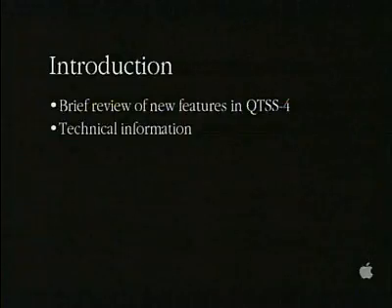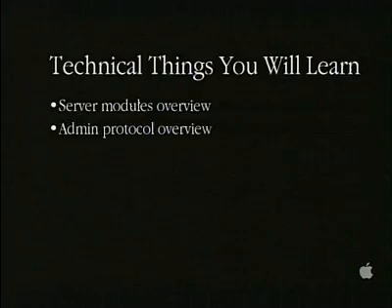So let's talk about what we're going to talk about today. I'm going to briefly go over some of the new features in QTSS 4. And then after that, we're going to have some engineers come up and provide some more detailed technical information. A couple of the things you're going to learn about are more about our server module API. The server's got a really powerful API for building modules. It's very object-oriented, and we've made some enhancements to it in 4. And I'll have an engineer come up and talk about that a little bit.